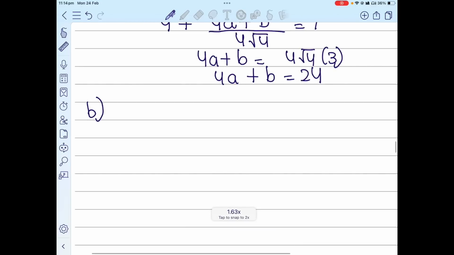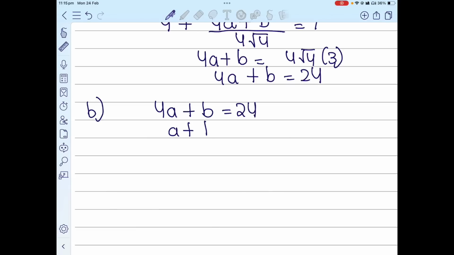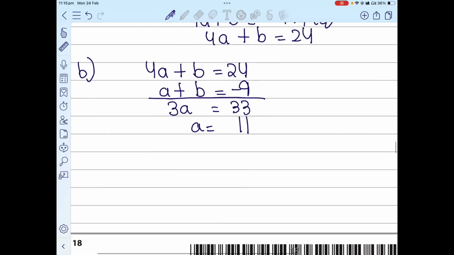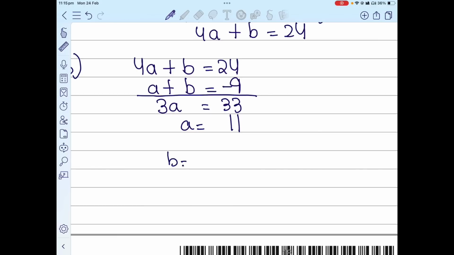First step is to find the values of a and b. 4a plus b is 24, and a plus b is basically negative 9. I can subtract these equations. When I subtract, I would get 3a, b minus b is 0, 24 minus 9 is 33. So a is 11. And if I find the value of b, it is negative 9 minus 11, so b is negative 20.